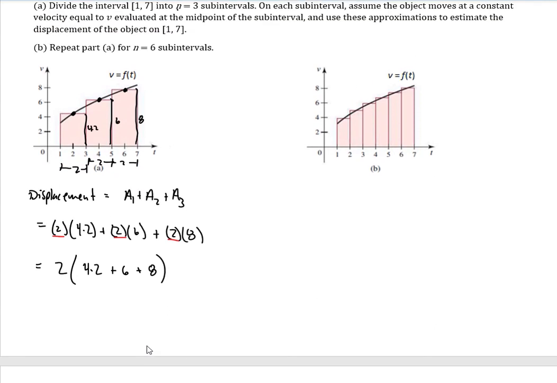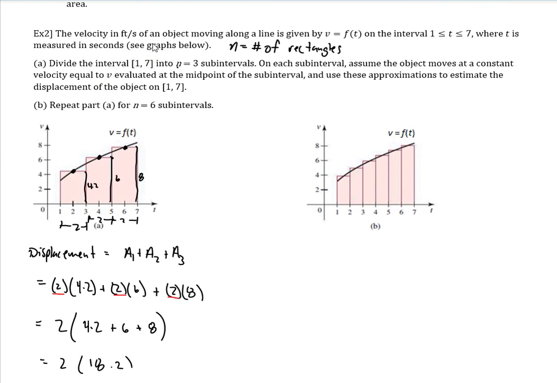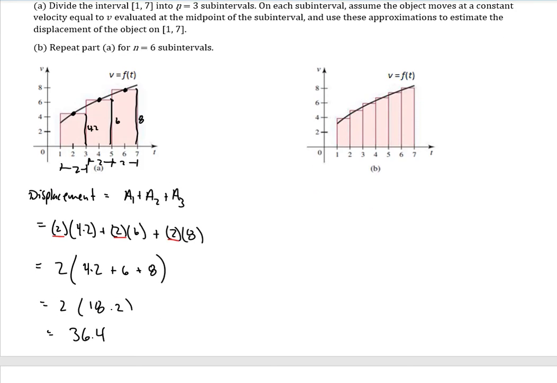Okay, and then anyway, all I have to do now is just add this up. It's 18.2 inside the parentheses, so we'd have 2 times 18.2. And then now I can multiply, and we get 36.4. Okay, so that is the displacement for the runner. It was in feet per second, so we're assuming this runner ran about that amount of feet in that time. So this is our estimate.